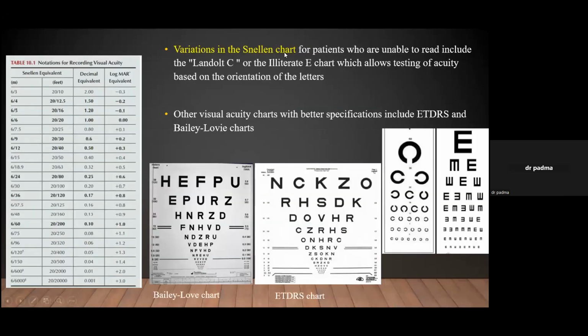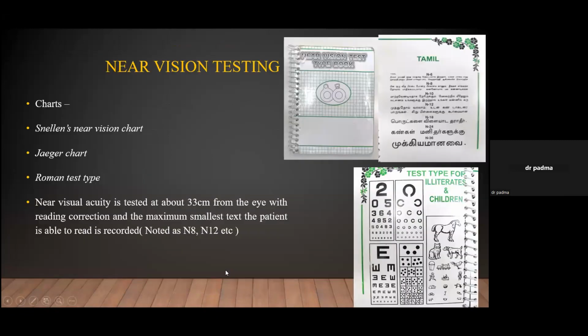Variations in the Snellen's chart for patients who are unable to read include the Landolt C and the illiterate E chart, which allows testing of visual acuity based on the orientation of letters. Other charts with better specification include the ETDRS and LogMAR. Testing for near vision can be done with the Snellen's near vision chart, Jaeger, or Roman test types.